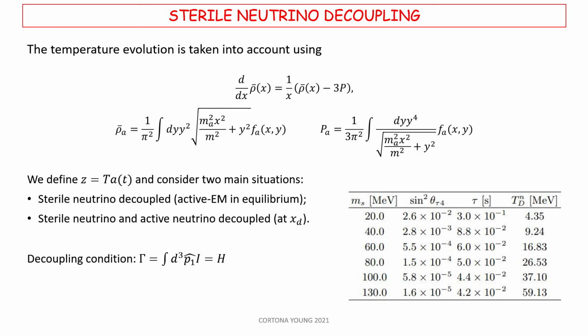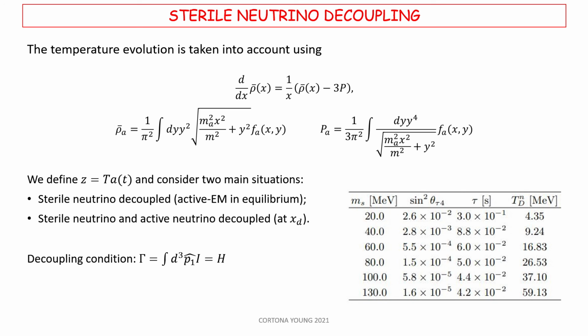Moreover, we have focused on the temperature evolution. To do this, we have used the energy continuity equation, where ρ is the comoving energy density and P is the comoving pressure. And it's quite useful to introduce a new variable, the z variable, linked to the temperature and to the scale factor of the universe.